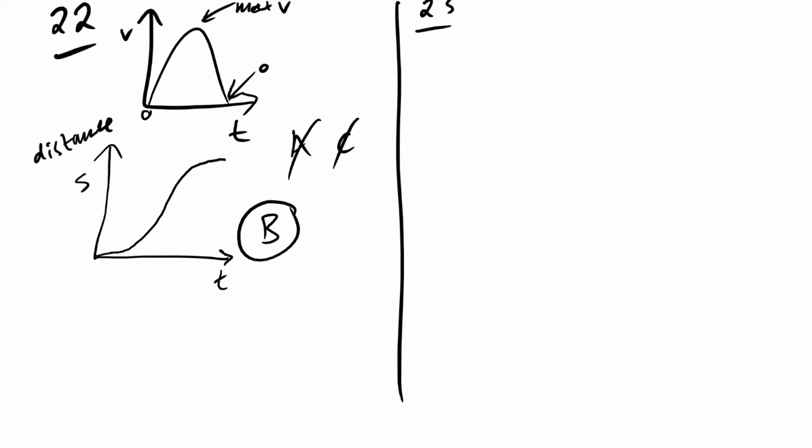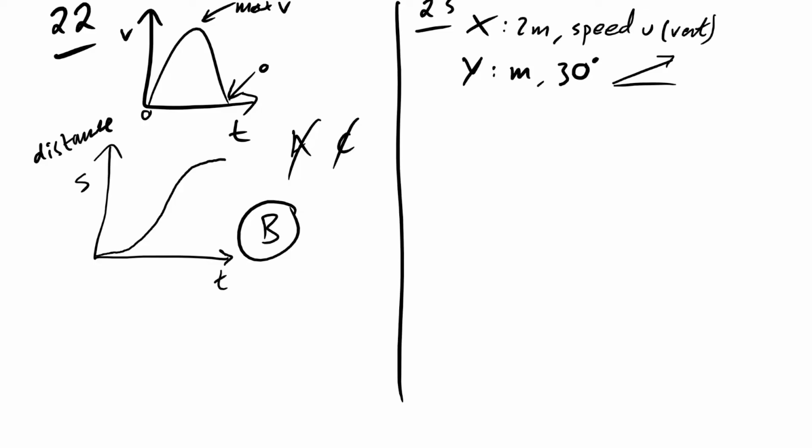23, two ball bearings. Okay, we have X has a mass of 2m, speed u. Oh, I've seen this question before, I know it. And Y, oh, it's vertical as well. And then Y, mass m, 30 degrees to horizontal. So it's doing that 2u, and then that's 30 degrees.